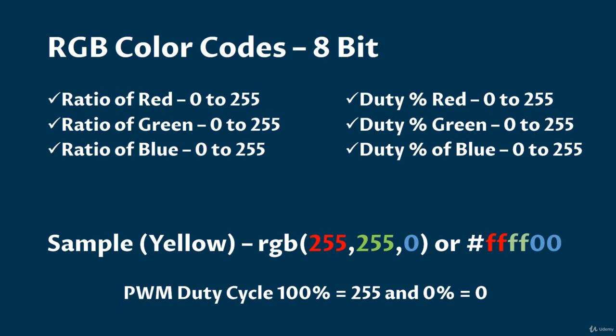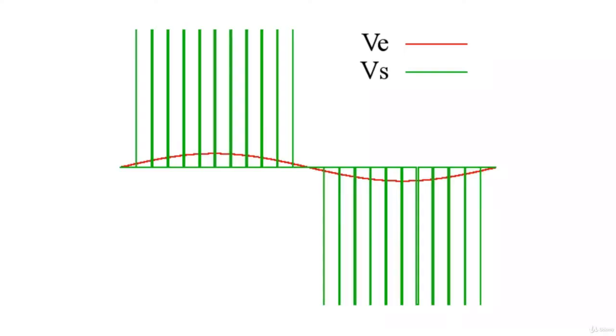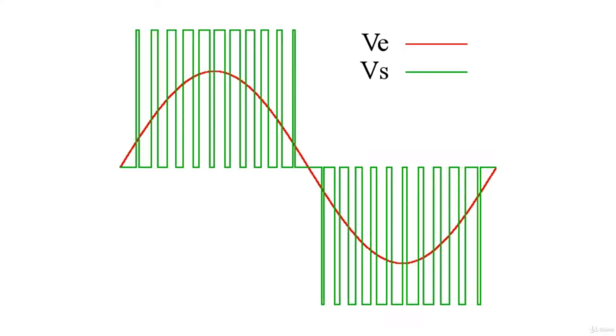When green is 255, then 100% duty will be allocated to green. And when blue is 0, we'll allocate 0% duty. How can we generate duty? Using PWM signals, using simple analogWrite.